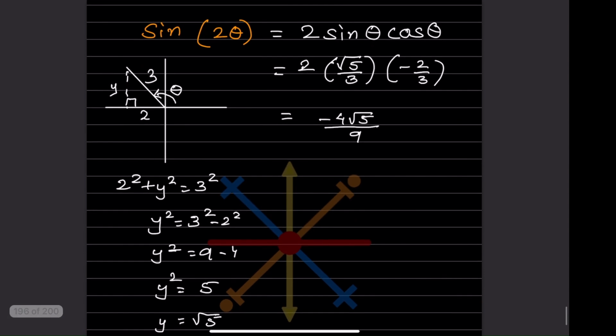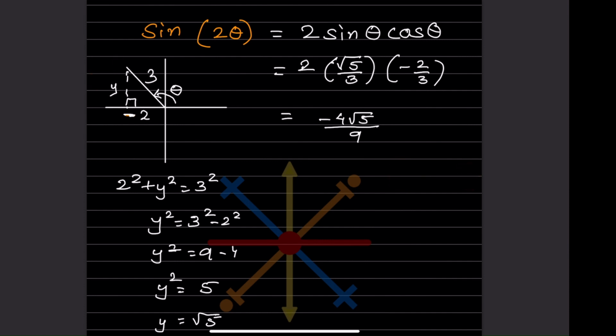So here this is going to be minus 2. Why? Because this is the adjacent side, and cos is adjacent by hypotenuse. First we want the value of the opposite side, because sine is opposite by hypotenuse. So we want the value of this y.